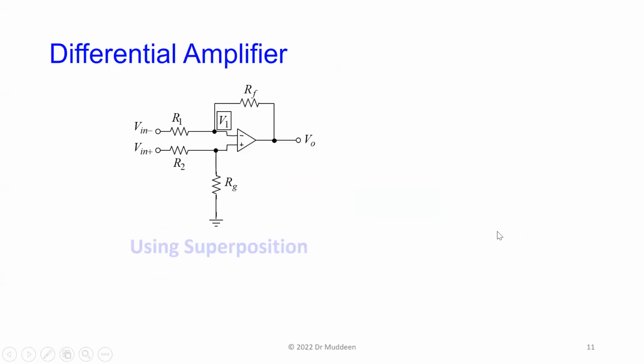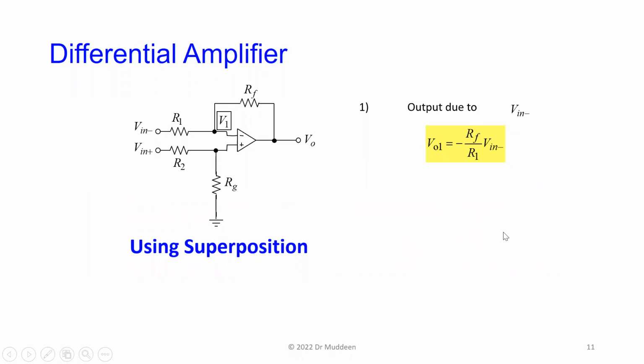We evaluated V out by using superposition. Remember, what superposition allows us to do, because we are assuming that everything is operating in a linear form, is to look at the outputs due to one input at a time. So we ground V in plus first, and then at V in minus, we have the output due to V in minus, which is V out 1. So there's half of the answer here.